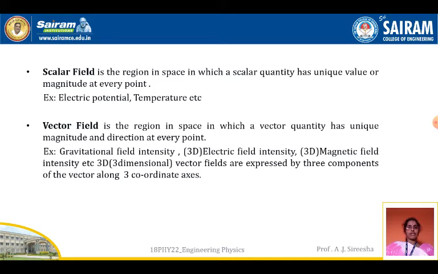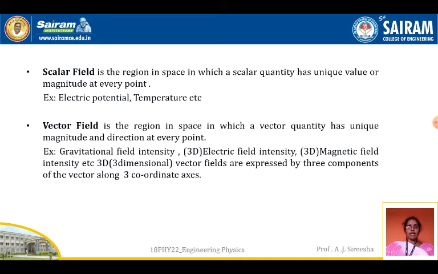What is a scalar field? The region in space in which a scalar quantity has a unique value or a magnitude at every point is called a scalar field. That means scalar quantities are associated with scalar fields. Now next is a vector field. Vector field is a region in space in which a vector quantity has unique magnitude and direction at every point.